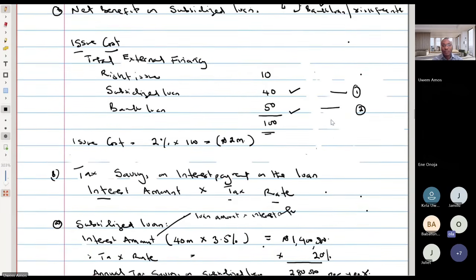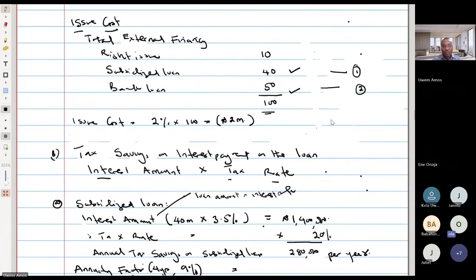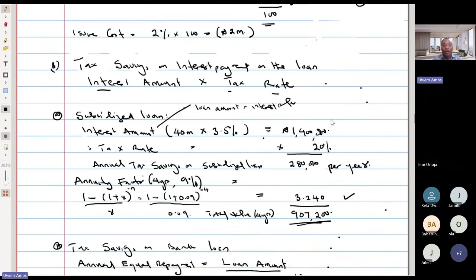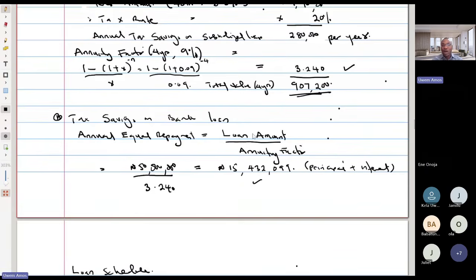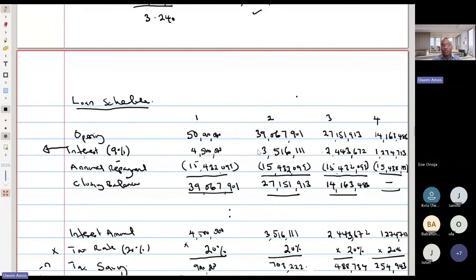Please, how did you get that loan repayment amount, sir? Okay, for the bank loan, right? Yes, the loan schedule. Okay, so this is the formula. The loan amount, whatever the loan amount is for that particular loan, divided by the annuity factor. So for the bank loan, we collected 50 million. The annuity factor remains 3.240, and that's what gives us this. This amount is both principal and interest. And so because it's both, we need to put together a loan schedule to help us extract the interest element.